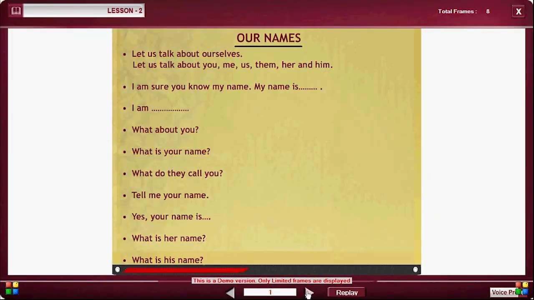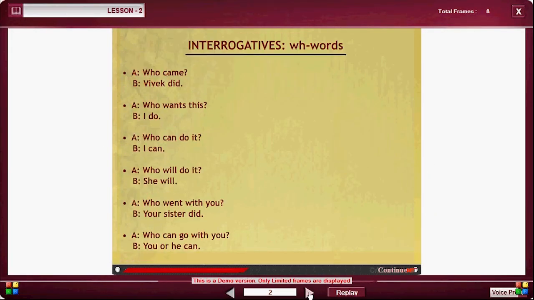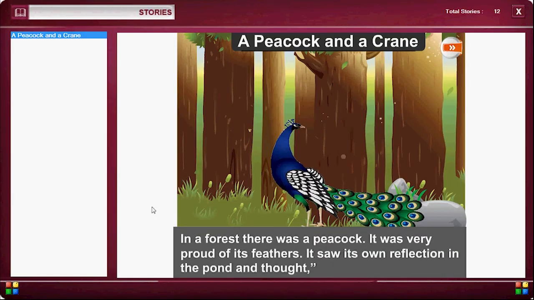Our names. Who came? Vivek did. Who wants this? I do. Who can do it? I can. Who will do it? She will. Who went with you? Your sister did. Who can go with you? You or he can.